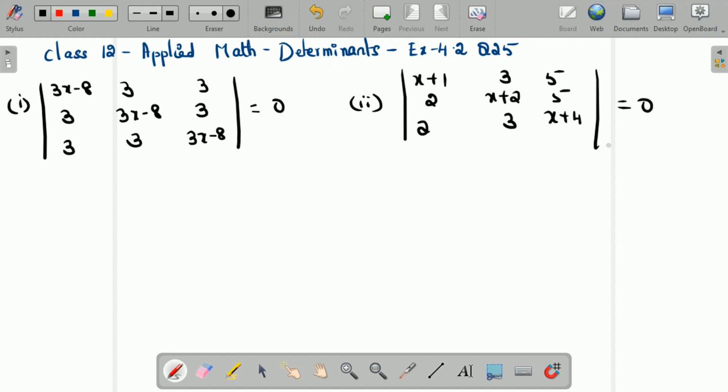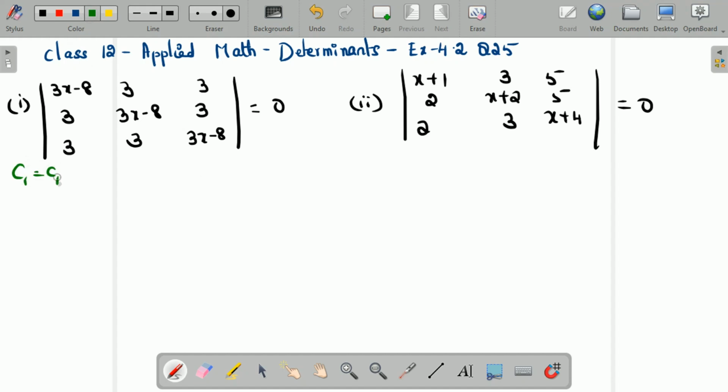In this video, let's find the solution for the 25th question in exercise 4.2. There are two subdivisions. Let's start with the first one. We are supposed to find the value of x using properties of determinants. So let's make the first transformation in this determinant.